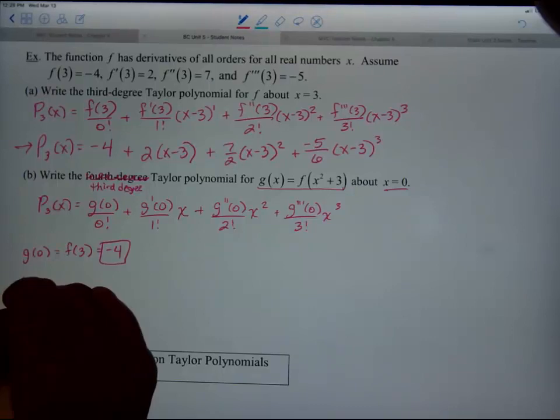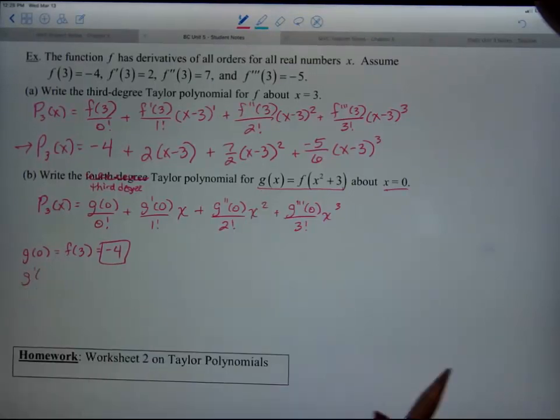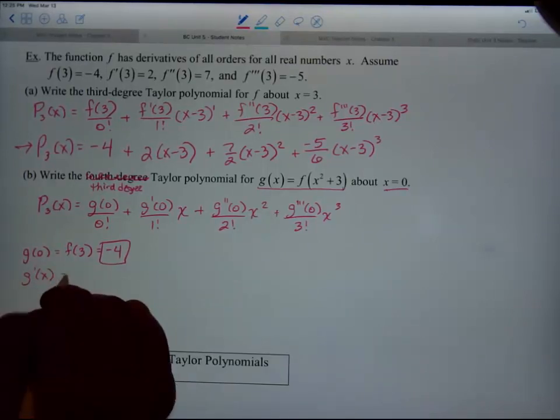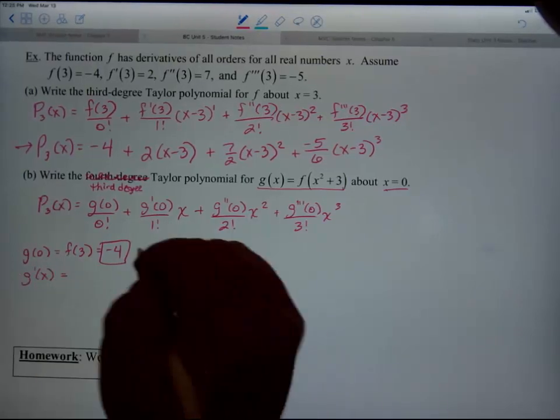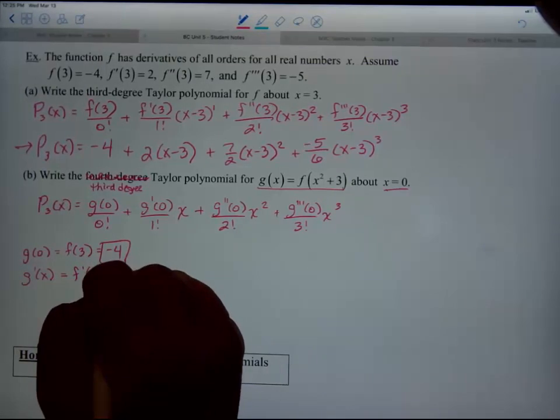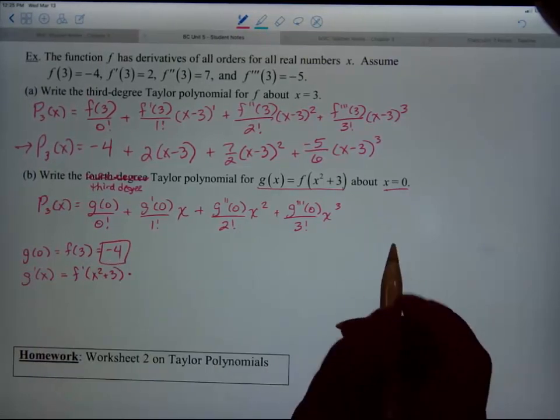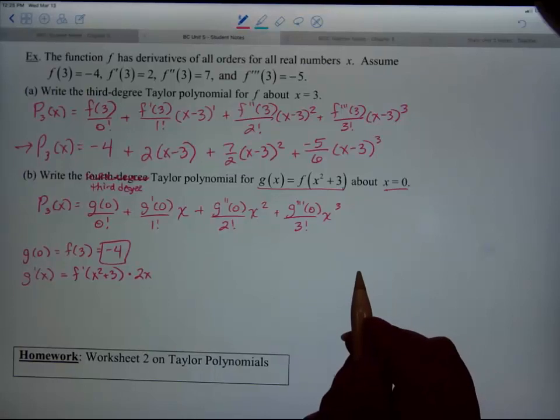Now g prime, I don't know what g prime is yet, so I have to do g prime of x first. Then I can plug in the 0. So I need to take the derivative of this function over there. I need a rule. What rule do I need to take that derivative? I need chain rule because it has an inner function. Remember how chain rule goes. Derivative of the outer and then the derivative of the inner. How do you write the derivative of an f? f prime. So we just write f prime of x squared plus 3 times 2x. Okay, so there's the first derivative.